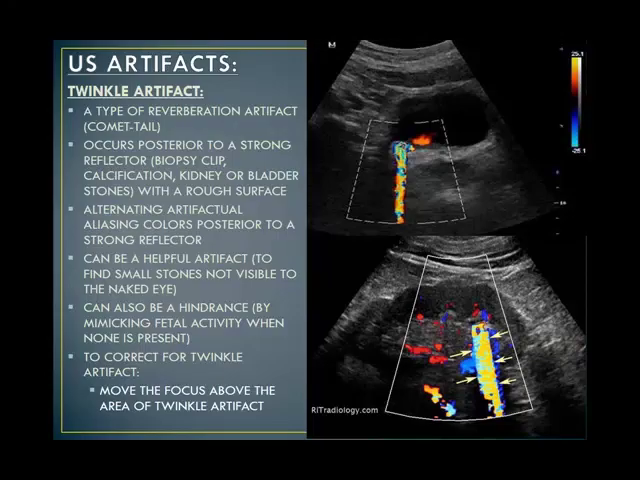And then we can get twinkle artifact. This is actually a type of reverberation artifact for Doppler, and it occurs posterior to a really strong reflector. So in the breast, we see it behind big calcifications, behind biopsy clips. You can see it behind gallstones or kidney stones. And you get these artifactual bands of color that radiate down. And they're very strong color. So sometimes it's a way of finding little tiny gallstones in the gallbladder.